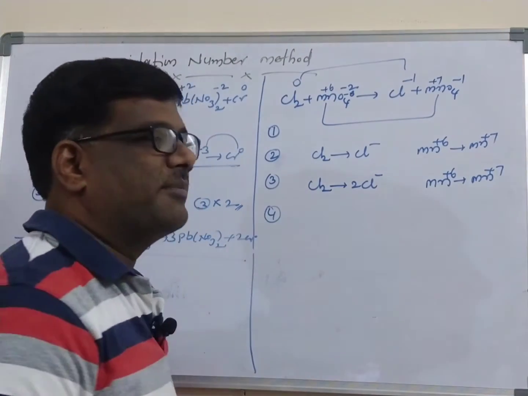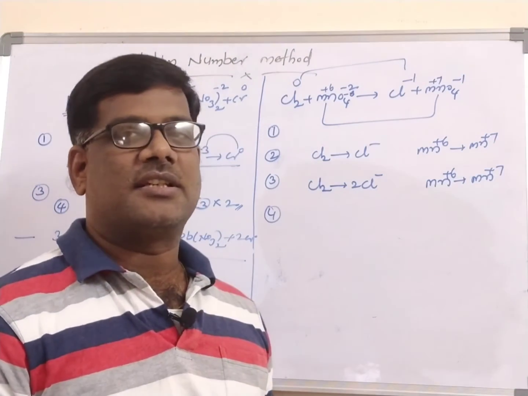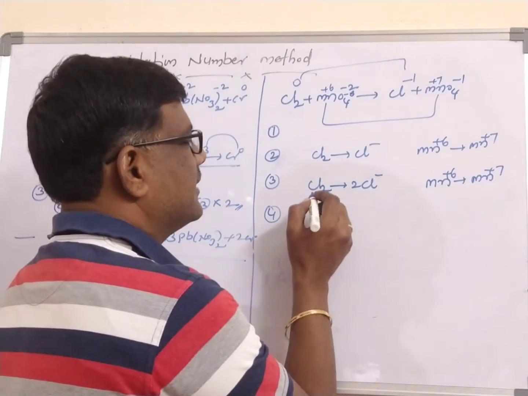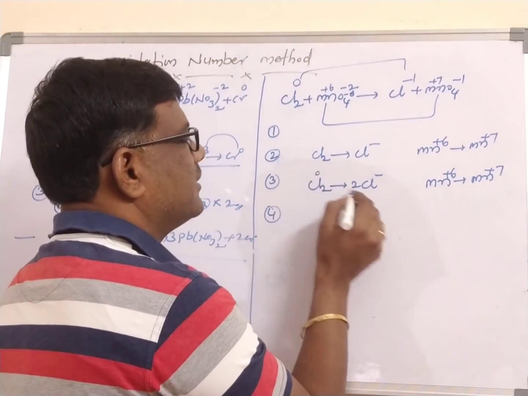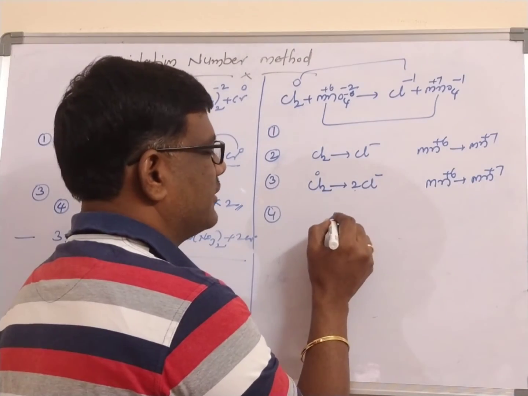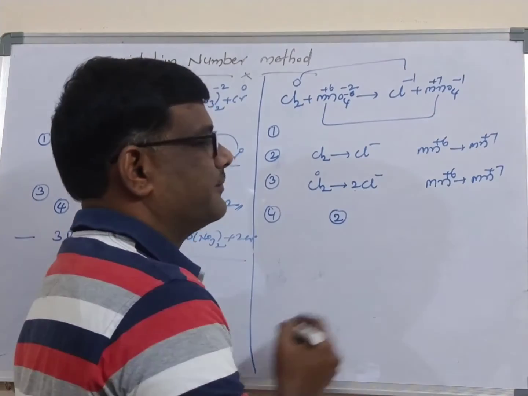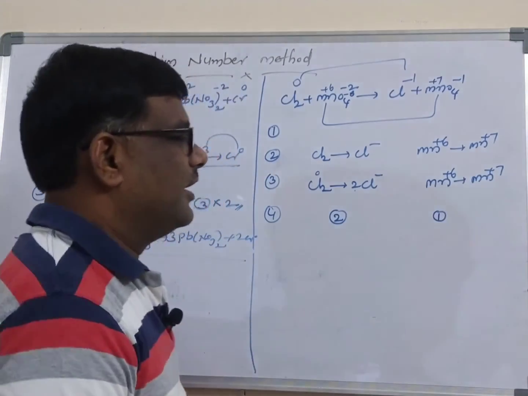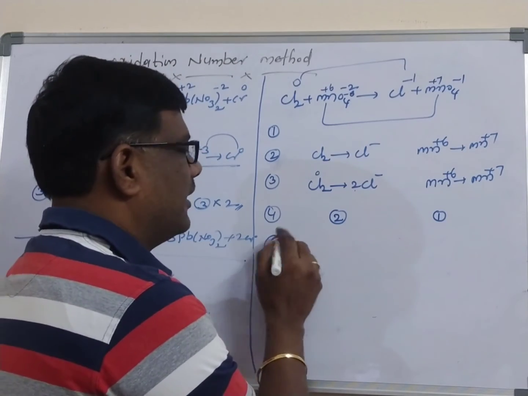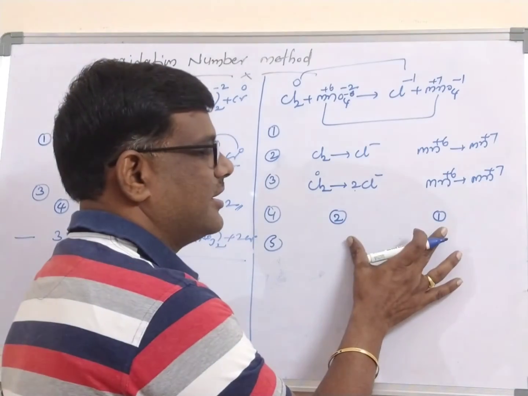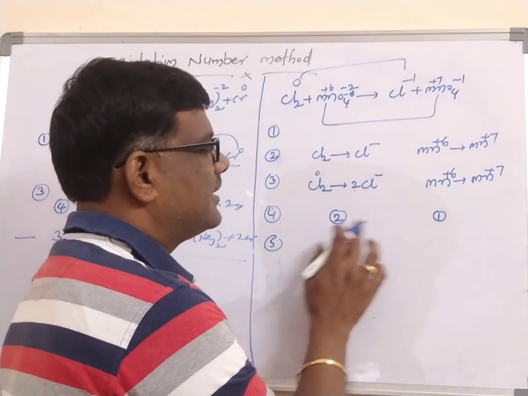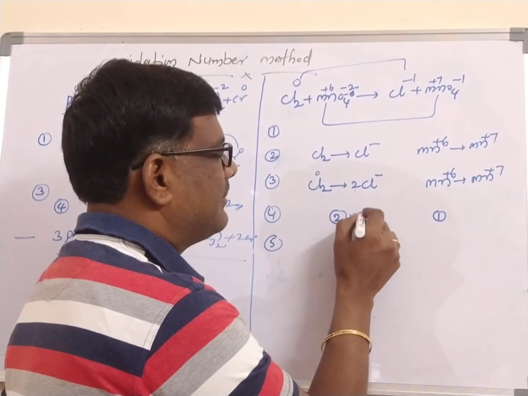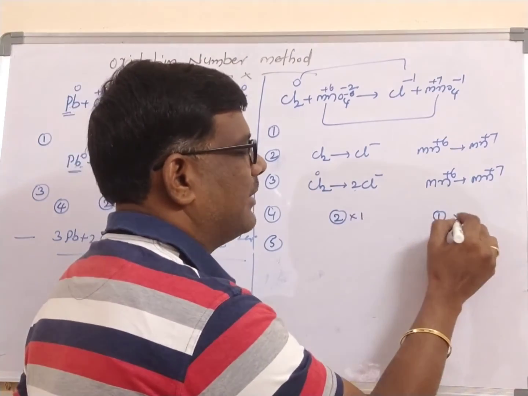Fourth step. Now you observe the increasing and decreasing oxidation states. Look here: 0 to 2 into minus 1, minus 2, nothing but decreased by 2. Mn plus 6 to plus 7, nothing but increased by plus 1. Now, what is the last step? This increasing or decreasing oxidation state must be equalized. 2 is there, 1 is there, so this must be multiplied by 1, and this one must be multiplied by 2.